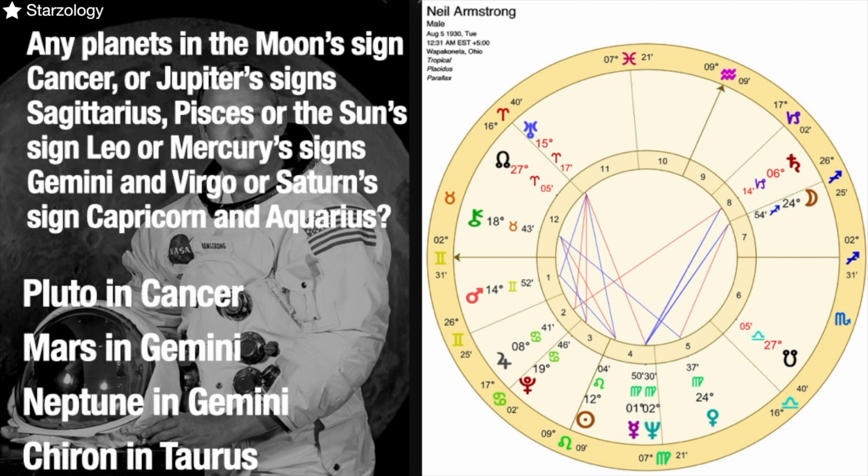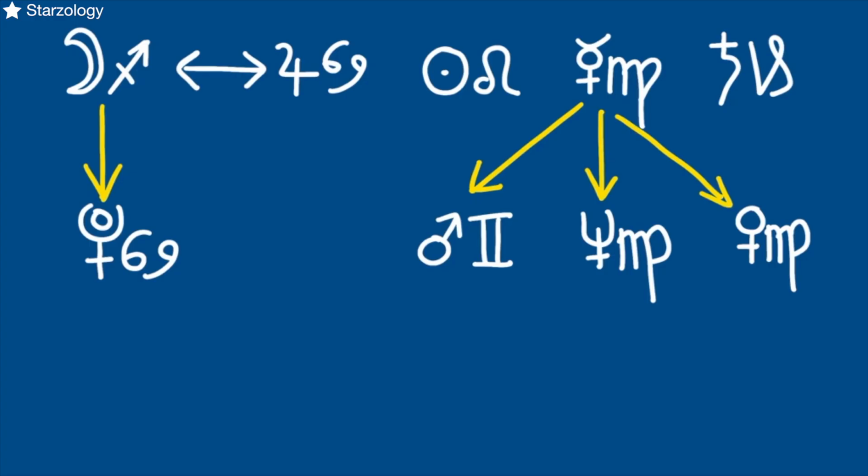So all of these 4 are going to go on the next line. So there we have Pluto is in Cancer, so it goes below the Moon. We've got Mars in Gemini, Neptune in Virgo, and Venus in Virgo, all under Mercury, because Mercury rules both Gemini and Virgo.